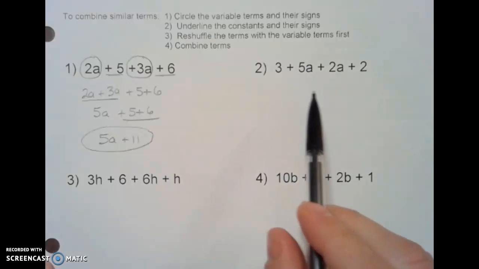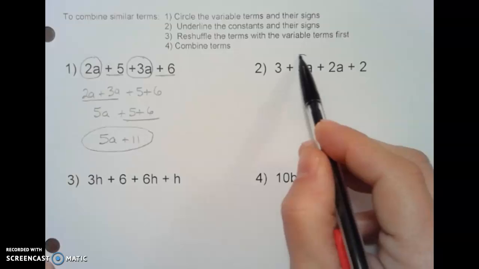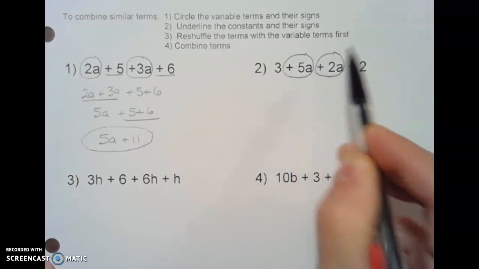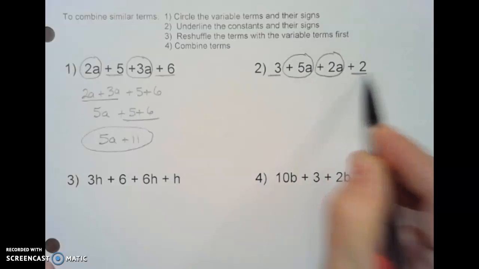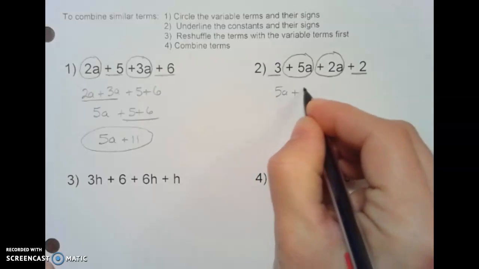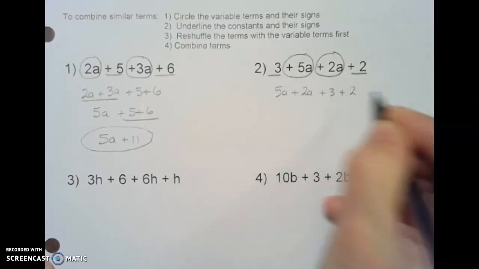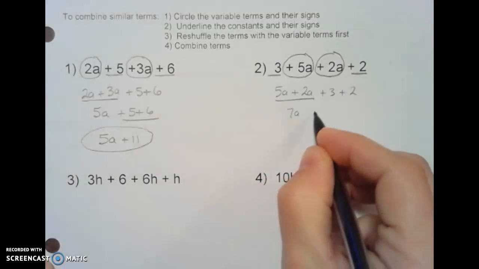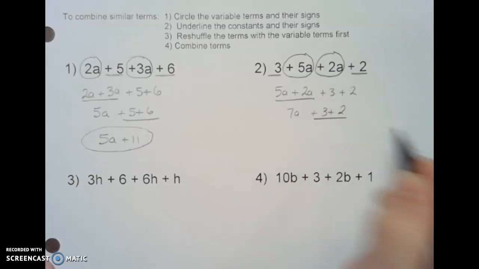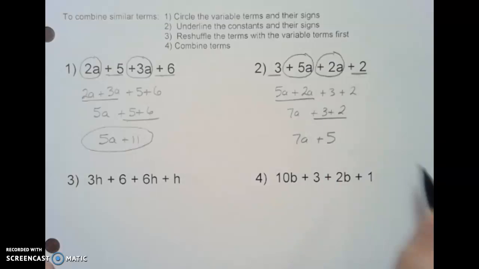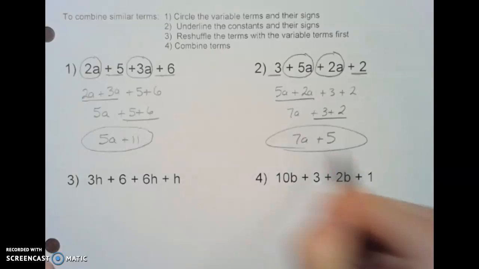Okay, number 2, I'm going to do the same thing. I'm going to circle my variable terms and their signs. Positive 5a, positive 2a. Underline the constants, positive 3 and positive 2. Rewrite it. Variable terms first. 5a plus 2a plus 3 plus 2. And now combine. 5a and 2a make 7a. Bring down the constants and then combine. This is going to be 7a plus 2 plus 3 is 5. And again, variable terms and constants aren't similar. That's as simplified as it gets.